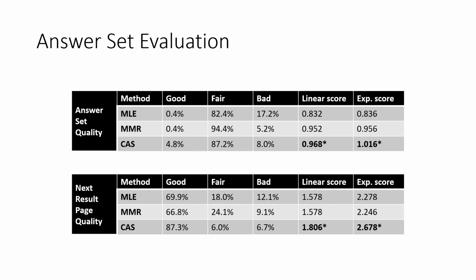We also evaluate the answer set. We compare this against a set of baselines, the maximum likelihood estimation and maximum marginal relevance, which is a diversification technique for diversifying the answer set. We observe that this formulation that we have for maximizing the clarification probability has a better quality of answer set and also the next result page quality. There are more experiments, more analysis, more results in the paper if you would like to take a look.